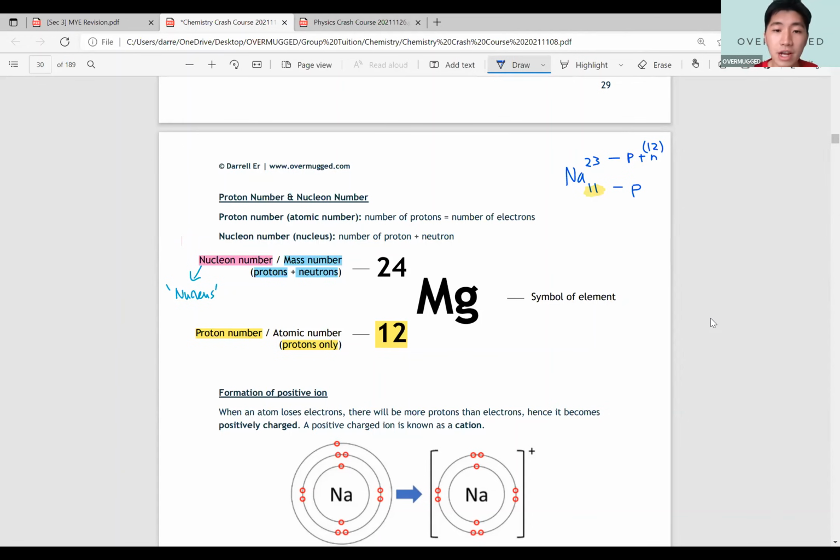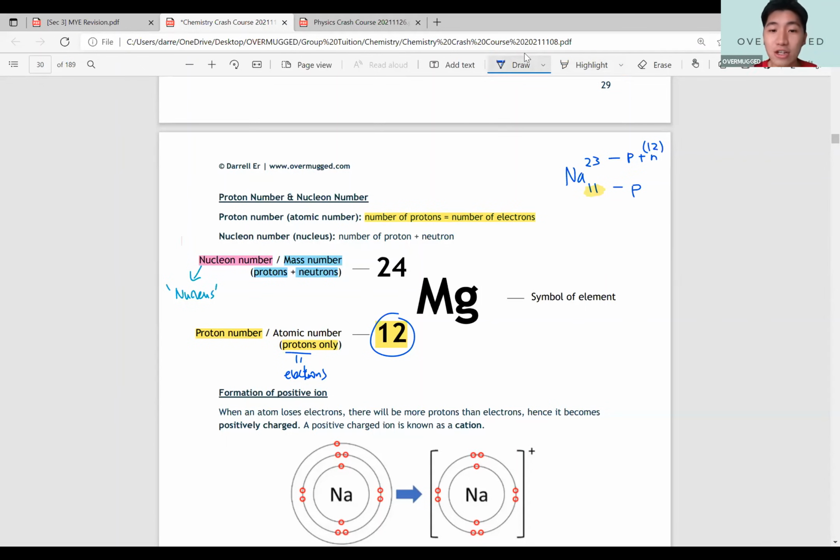Now, something very important about this digit of 12, the smaller number, is that this gives you your protons, but your number of protons is equal to your number of electrons as well. Which means if my magnesium has 12 protons, I would have 12 electrons. So you can take a look at this part. Number of protons equals number of electrons. Meaning magnesium has 12 protons and 12 electrons.